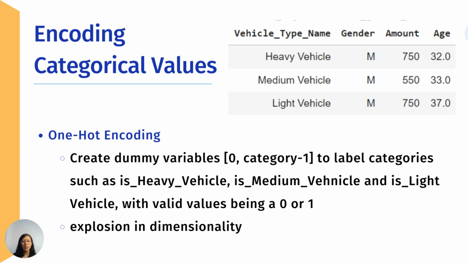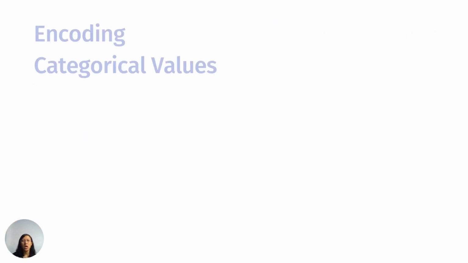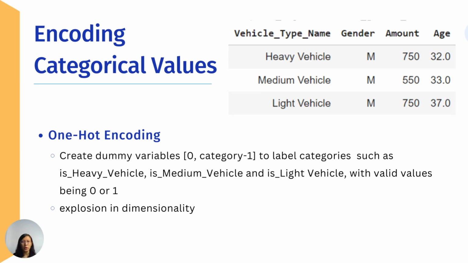The problem with this one-hot encoding is that when you have multiple categories in one variable, your dimension will explode, all right. So we may need to use a dimensionality reduction method such as PCA to reduce the dimension of your training data sets. All right, so we will cover more about dimensionality reduction in the next videos.